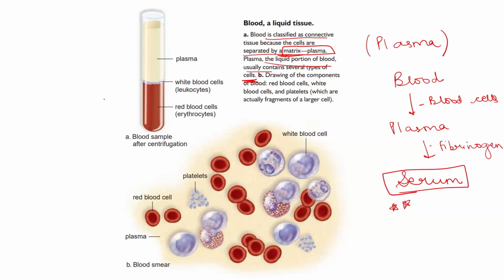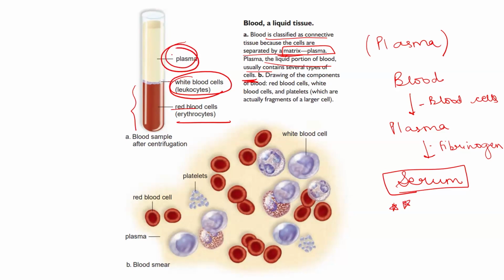So basically what happens is, when we centrifuge blood, we will see layers formed. The lower layer, which is red in color, consists of the red blood cells, the erythrocytes. Above that, we have a layer of white blood cells, the leukocytes. And then we have a liquid portion, which is the plasma.